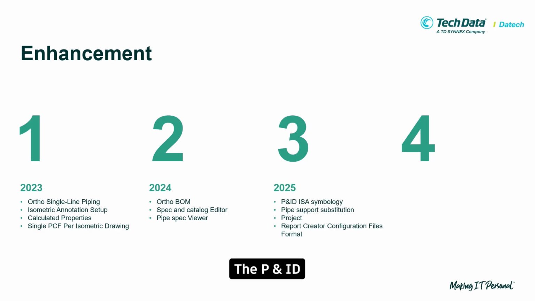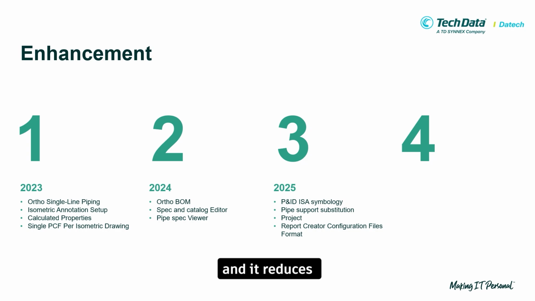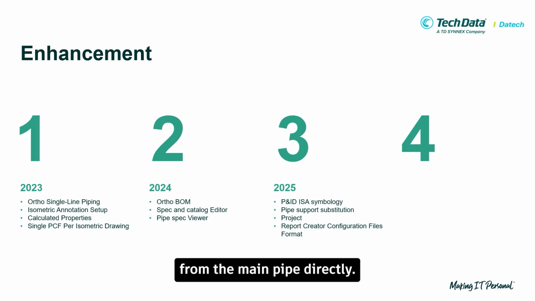In the 2025 version, the P&ID included the ability to control the control valve actuators. When a control valve actuator has properties, these properties are editable, which is a time saving feature. The spec editor allows you to add a reducer to reduce a T in a branch table. The enhancement automatically recognizes the reducing of the T, and it routes the pipe of smaller size from the main pipe directly.